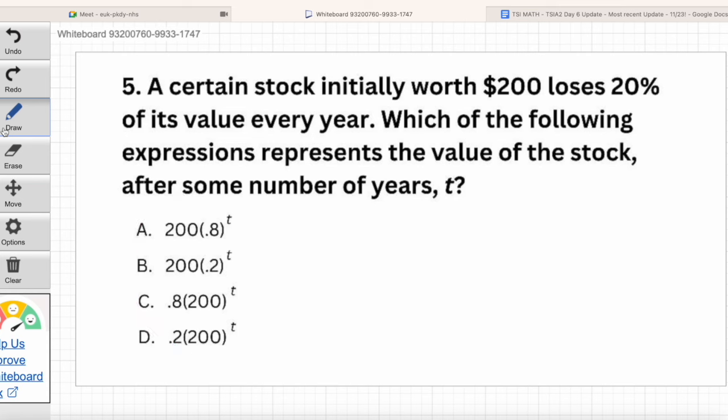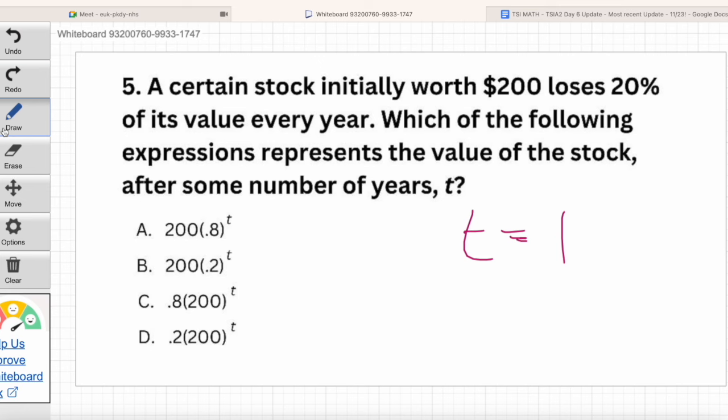Yes. Now before we calculate this, we're going to make t equal one and plug that into the answer choices. Before we do that, could you estimate how much the stock is going to be worth after a year? I just want to see if we can anticipate what the right answer choice might look like. How much do you think is going to be left after 1 year, after it loses the 20%?